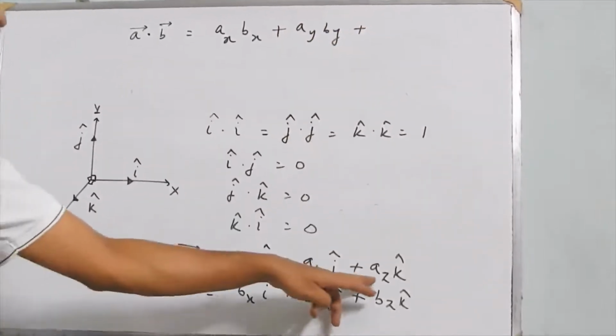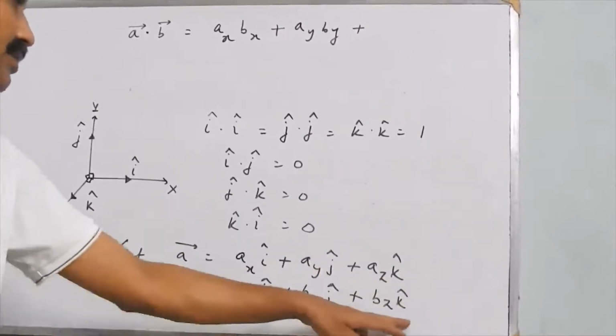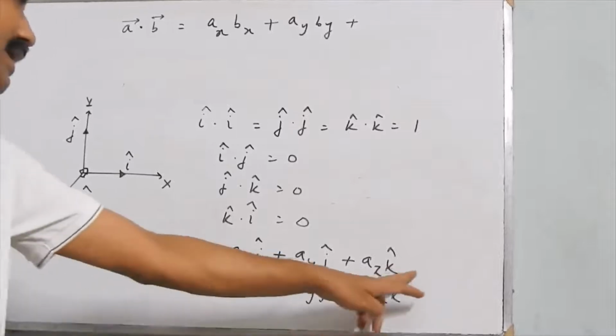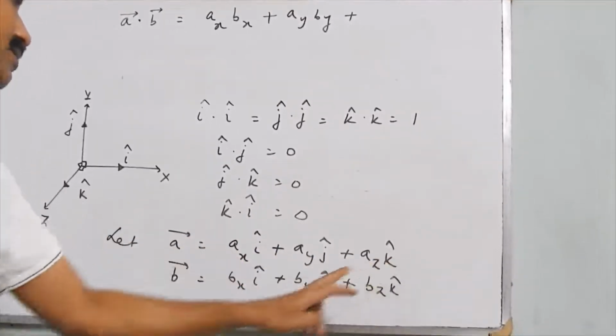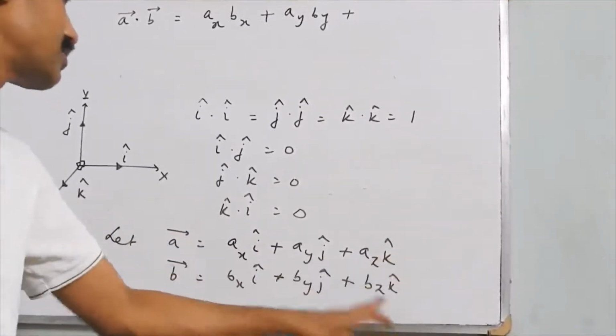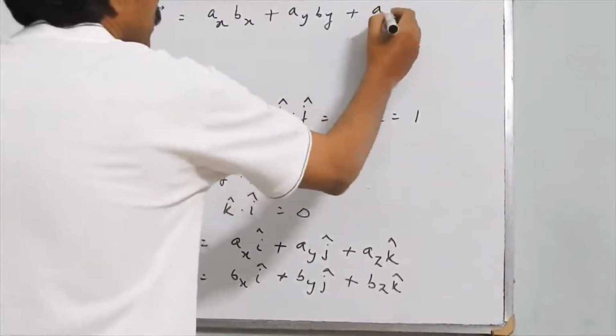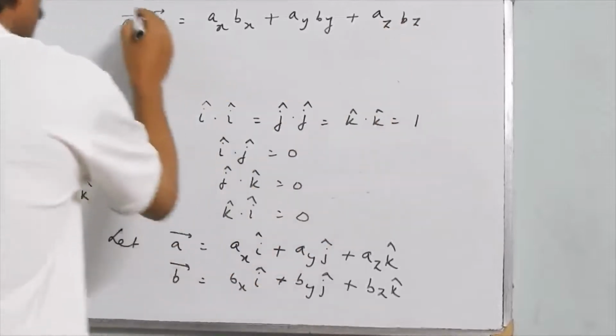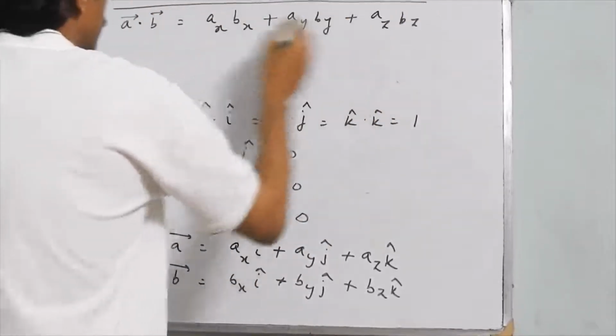Similarly, az k hat, taking the dot product with all these three, az bx will become 0 because k hat dot i hat is 0, k hat dot j hat is 0, and k hat dot k hat is 1. So you get az bz only. So this is a very easy way of representing the dot product of two vectors when the vectors are given in component form.